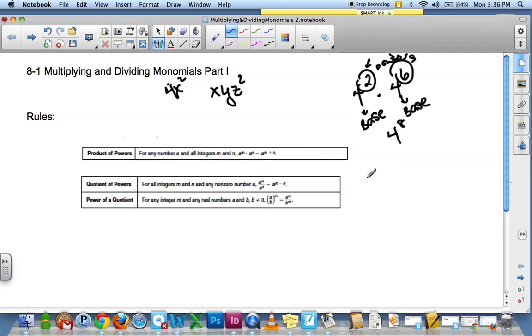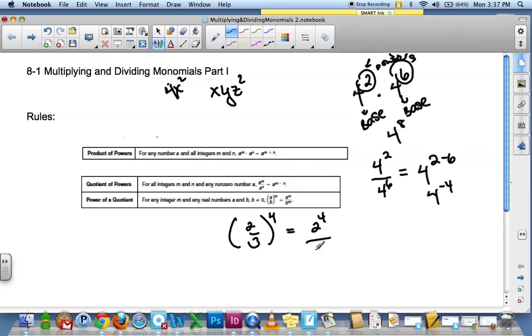Okay. Next, if we are dividing like bases, I'm just going to use the same example. So I've got 4 squared and 4 to the 6th. You take the exponents and you subtract them. So you go 2 minus 6, so you get 4 to the negative 4 power. The next thing is, if you have a fraction, let's say you have 2/3, and you're raising that to a power, you're going to take each part and raise it to that particular exponent. So you're going to go 2 to the 4th power, 3 to the 4th power.